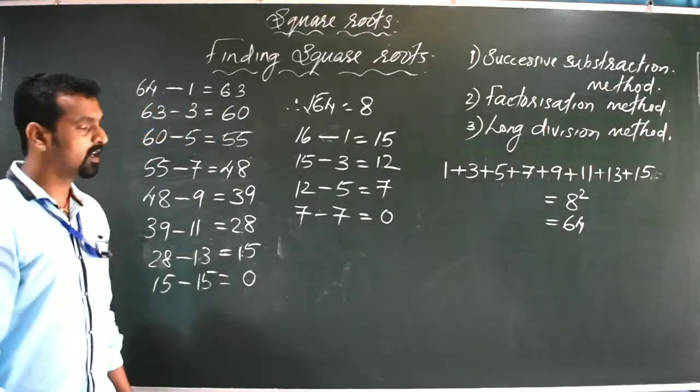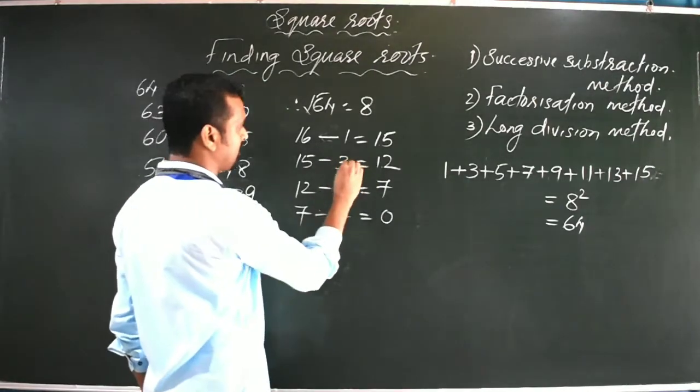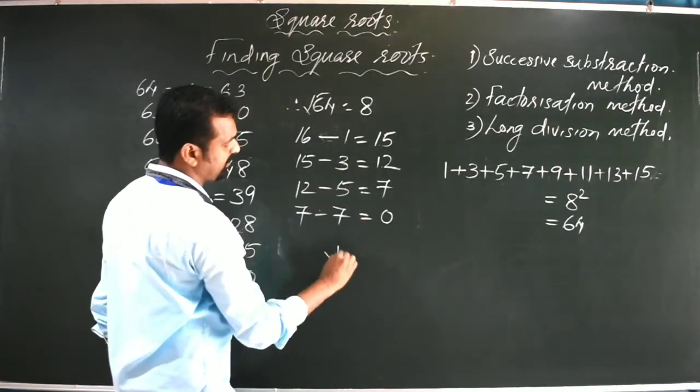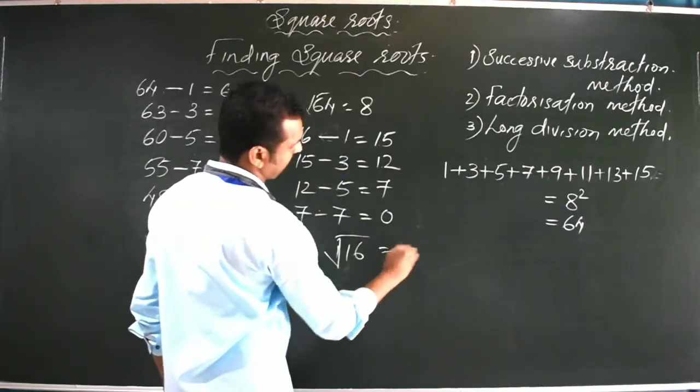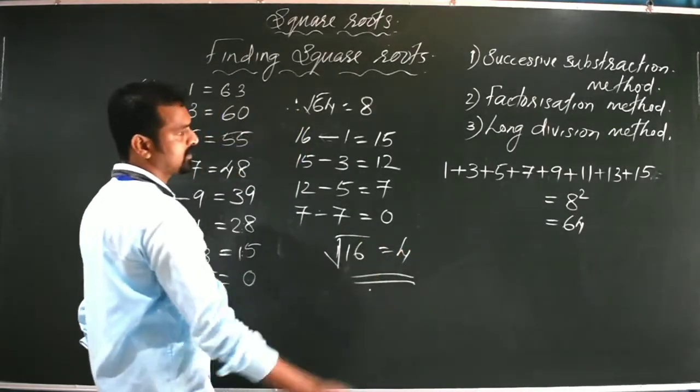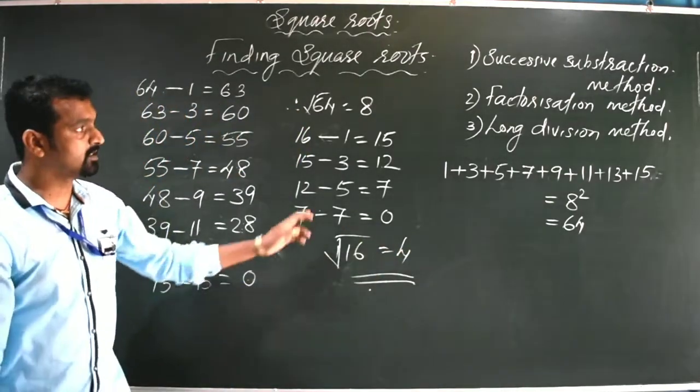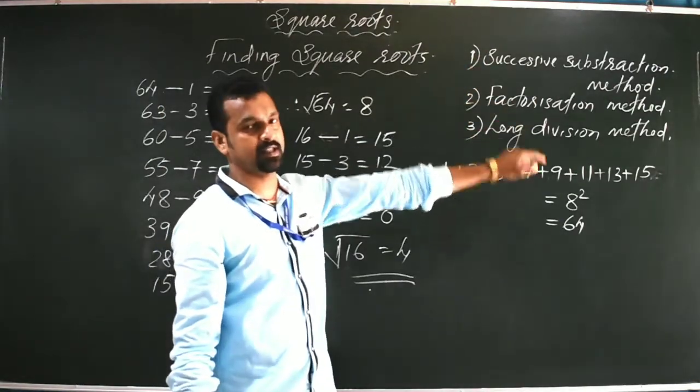After that, count how many times we have subtracted. 1, 2, 3, 4 times. So the square root of 16 is equal to what? The answer is 4. The square root of 16 is equal to 4. So this one is the successive subtraction method.